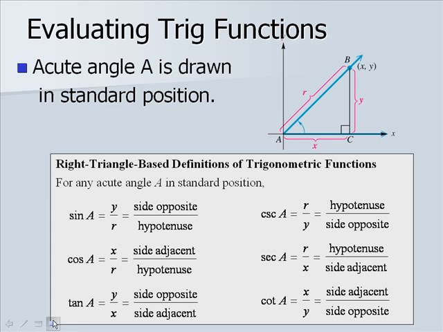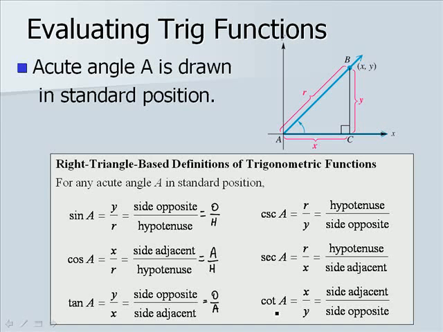As you can see, sine is y over r as we defined previously, cosine is x over r, and tangent is y over x. In this right triangle, sine is the opposite side over the hypotenuse, cosine is the adjacent side over the hypotenuse, and tangent is the opposite side over the adjacent side. And cosecant, secant, and cotangent are the reciprocals of those.